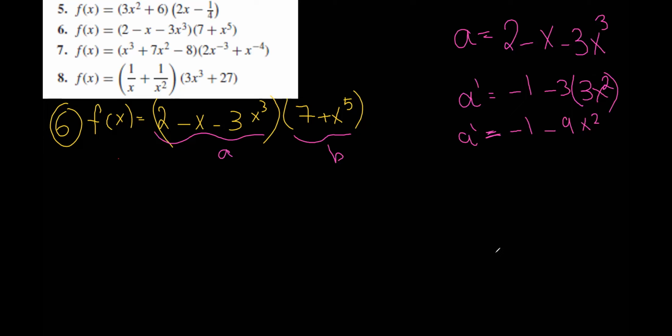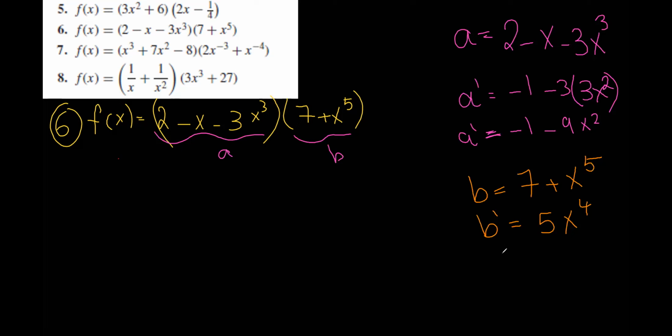Now I have to find B prime. B is 7 plus x raised to the power 5. So B prime is 0 for the 7, plus 5x to the power of 4. The power of 4, thank you.